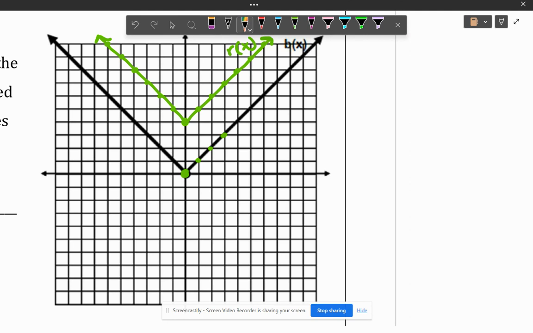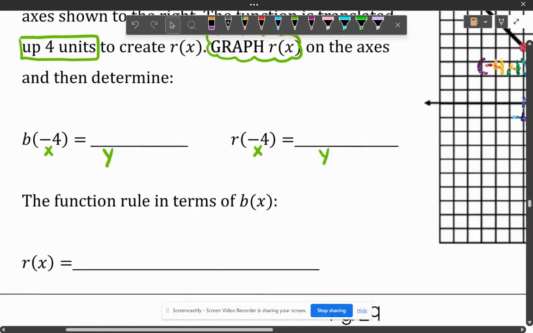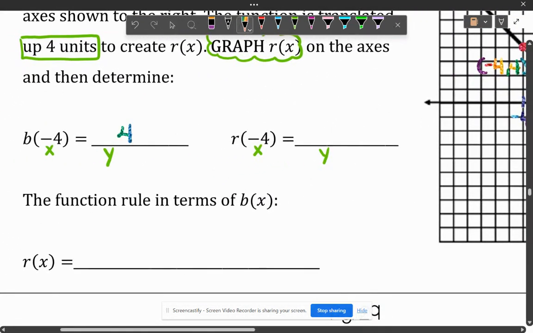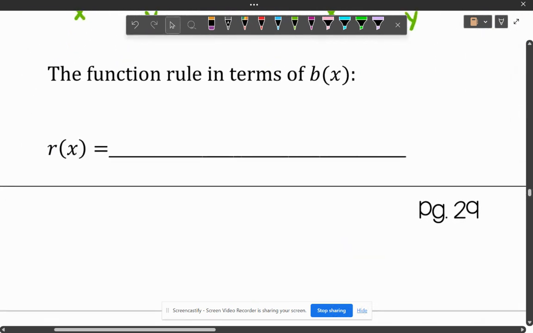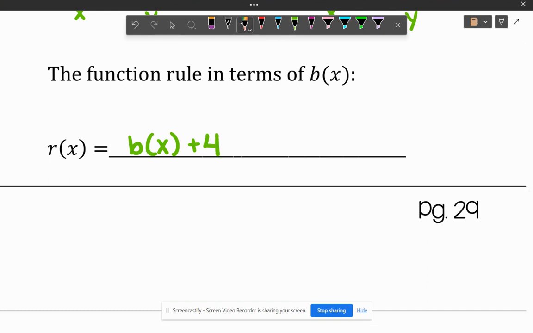All right. So my value when x is -4 for b of x is 4. And for r of x, it's (-4, 8). Okay, so notice that those y values are shifting up 4. So when I make this function rule, I'm going to say, okay, r of x is equal to b of x plus 4. That's what it would look like in function notation.